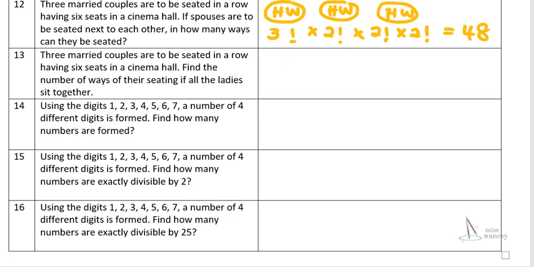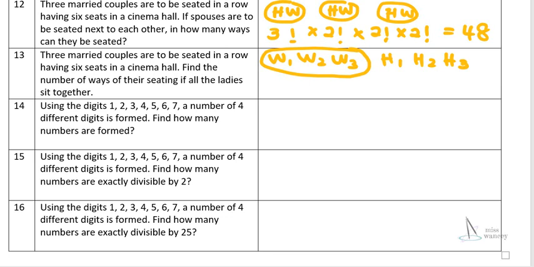Okay, so now find the number of ways of their sitting if all the ladies sit together. So the wives are going to sit together, wife 1, wife 2, and wife 3. So since they are sitting together, let us do one group for them. And then we have husband 1, husband 2, husband 3. So no specific seat for this.